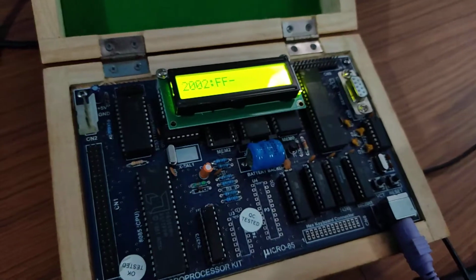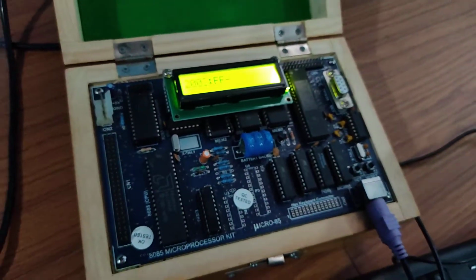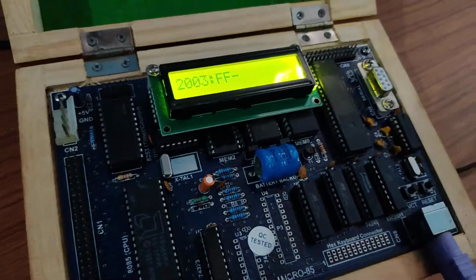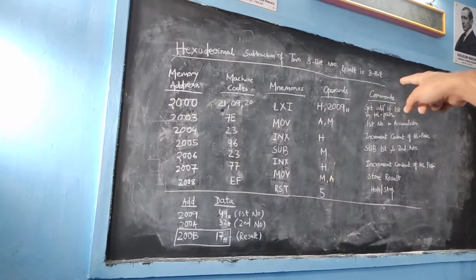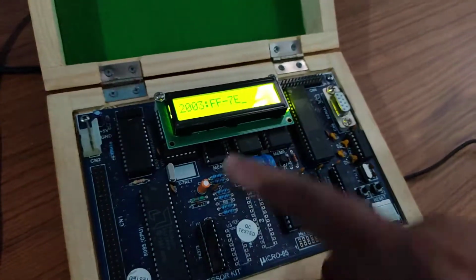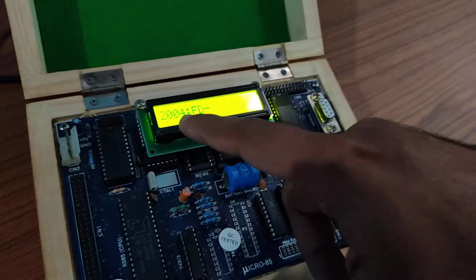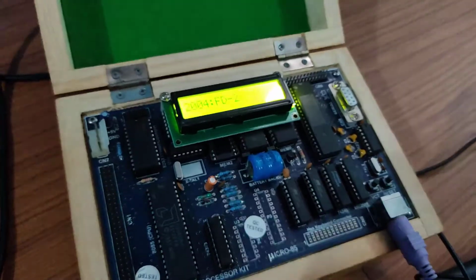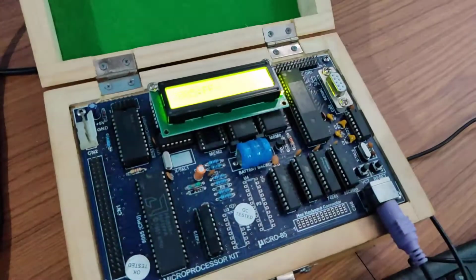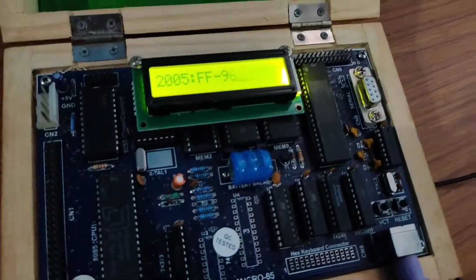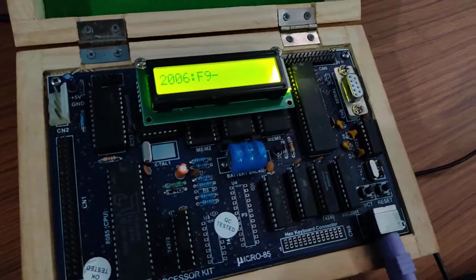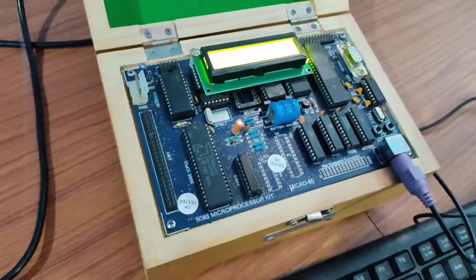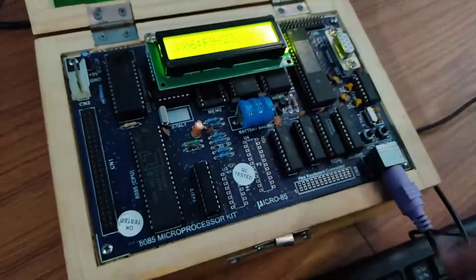What is the value? 20. You give 20. Next 2003. In 2003 the opcode is MOV A, M, which is 7E. So you give 7E, then enter. 2004 is INX H, opcode 23. So you give 23, enter. In 2005, 96. Enter. Next 2006, 23. You give 23. Enter.